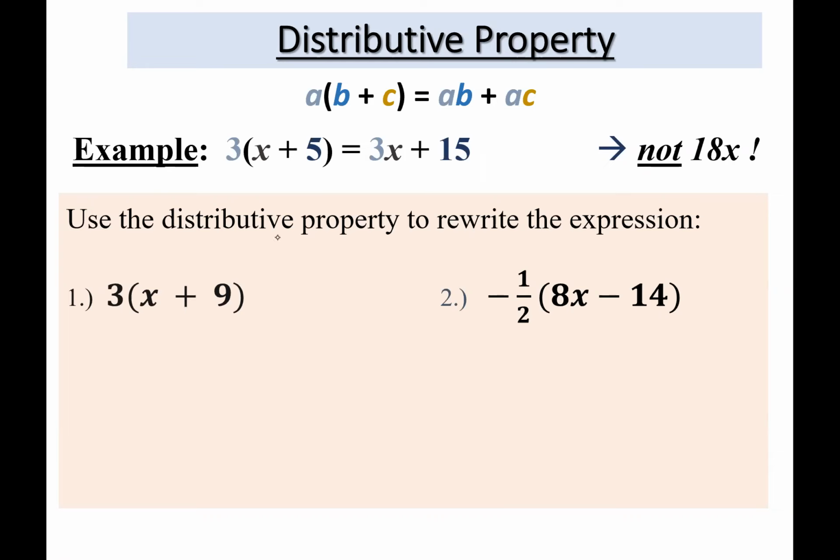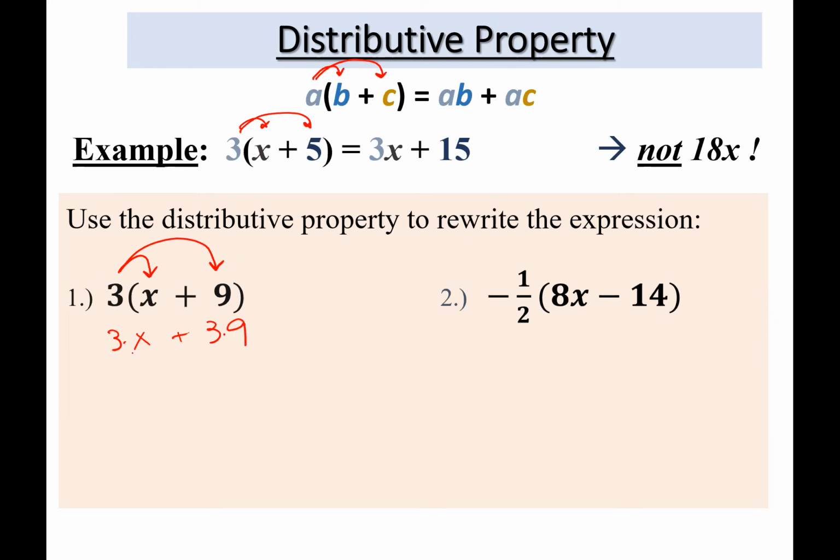So let's do a couple examples using the distributive property. This is review. Here's number 1. 3 parentheses x plus 9. So I'm going to draw some arrows, as I am used to doing, to show the distributive property. And I'll just do that quickly up above as well. All right, so 3 times x plus 3 times 9. And then, of course, we need to simplify.